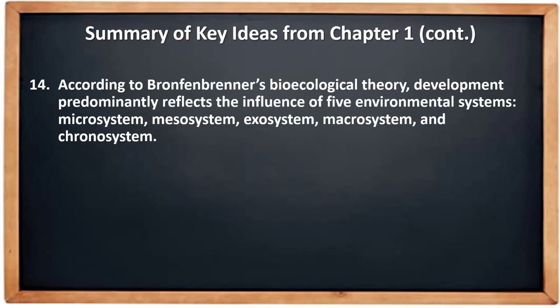And then just a couple more here. According to Bronfenbrenner's bioecological theory, so this is the one we looked at with all the circles, development is predominantly reflected through the influence of those five systems: micro, meso, exo, macro, and chrono. So again, chrono meaning time, all those other ones just meaning your social world has these different layers of complexity, some influencing you more than others.